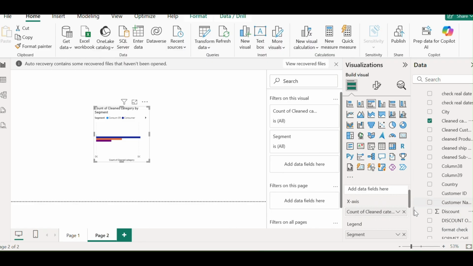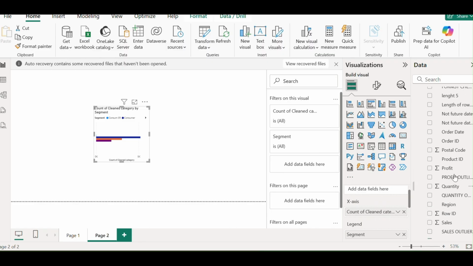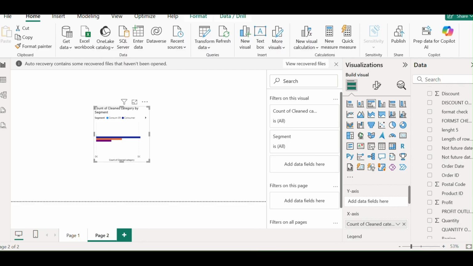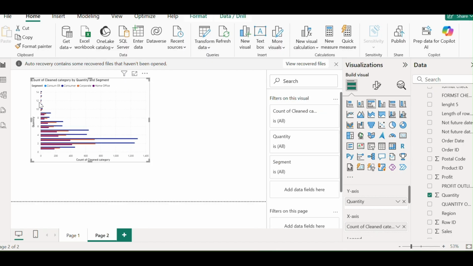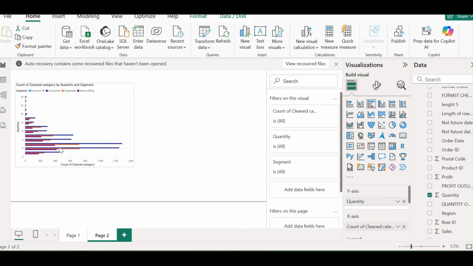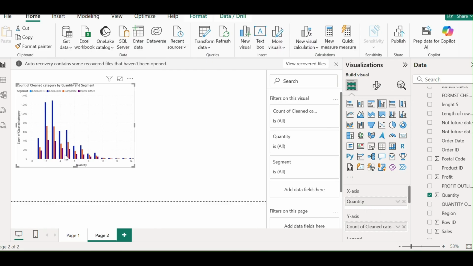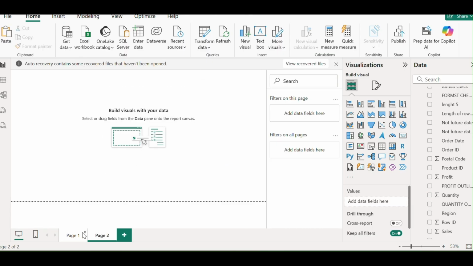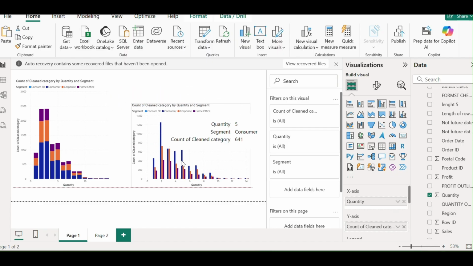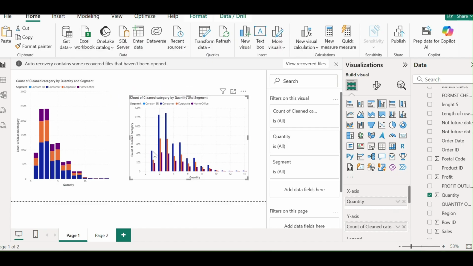And quantity in y-axis. So, do you understand? All these three segments to one category. How many quantities? Quantity, different segments to category. Got it, right? So I'm going to paste it here. So this is our stacked bar and stacked column. This is our clustered bar and clustered columns.